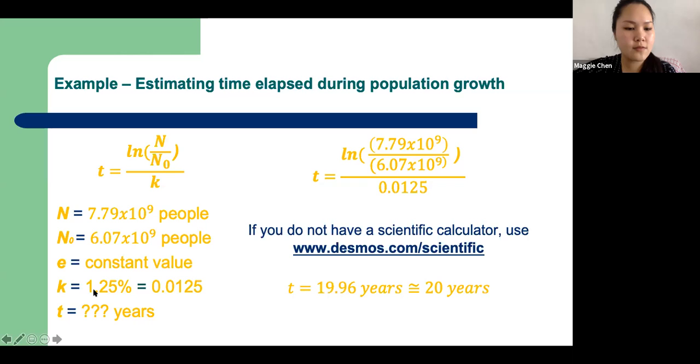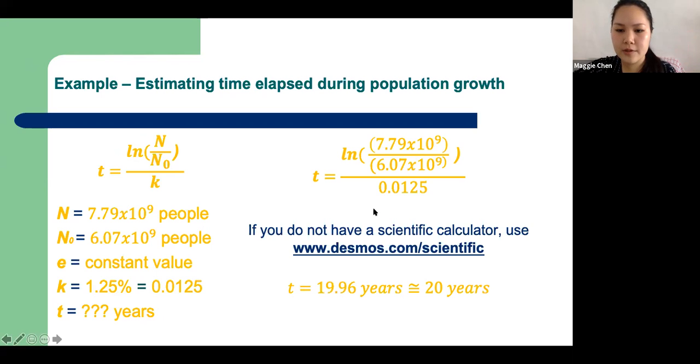Our K is again given as 1.25%, but now if we're trying to find time in years, we can set it up using this equation where T is equal to ln, and in parentheses our N, our population, over our initial population, N naught, in parentheses, all over K, our growth rate. So ln is now given instead of e. It's because the inverse of e is natural log, so that's where ln comes in.